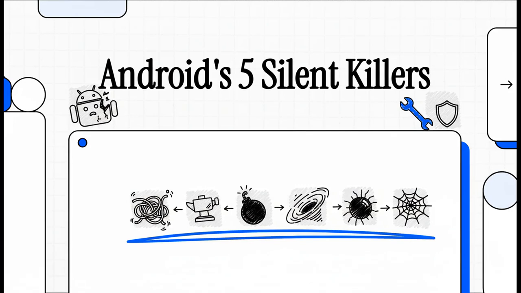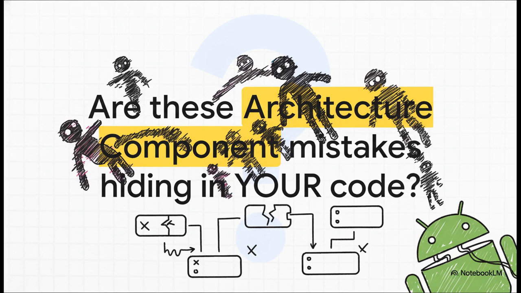All right, let's talk about something that trips up a ton of Android developers. Android's architecture components, things like ViewModel and LiveData, are incredibly powerful. But they have these hidden traps, these little gotchas that can quietly sabotage your app's performance. So today, we're going to hunt down 5 of these silent killers, and I'll show you exactly how to fix them. So I want you to ask yourself right now, are these mistakes hiding in your code base?